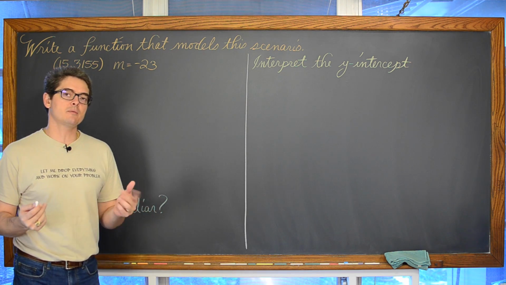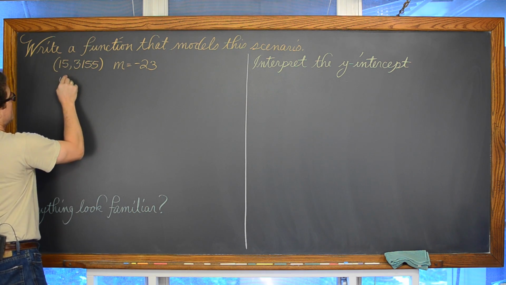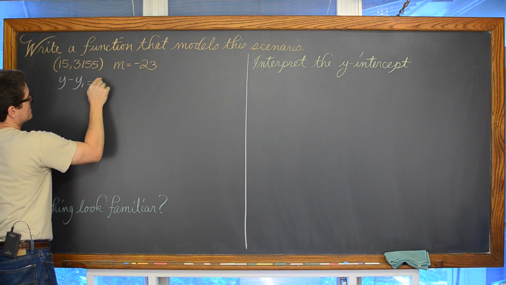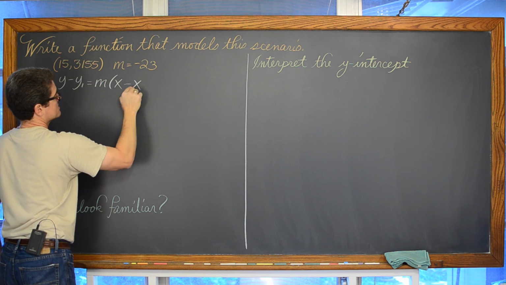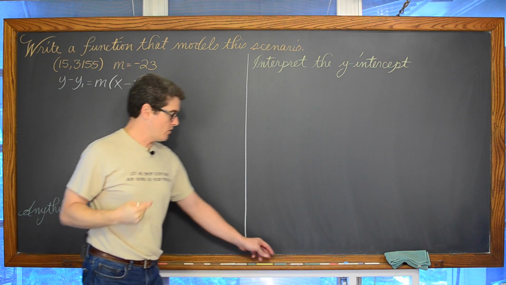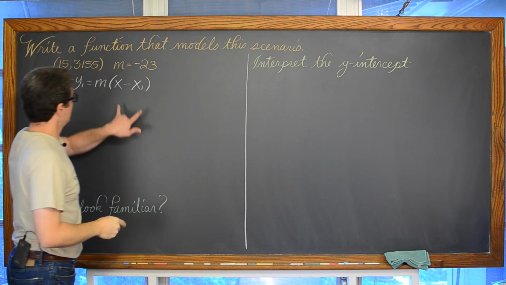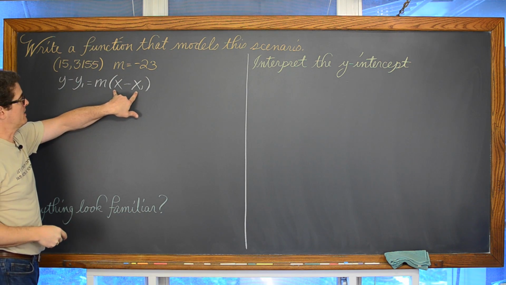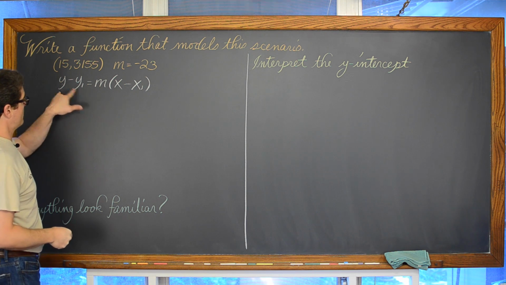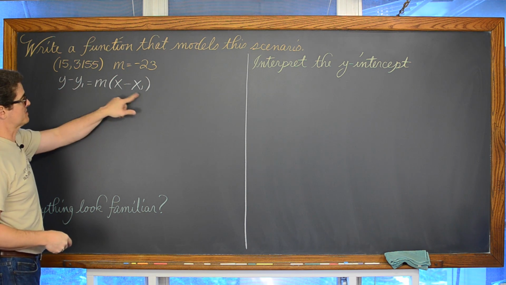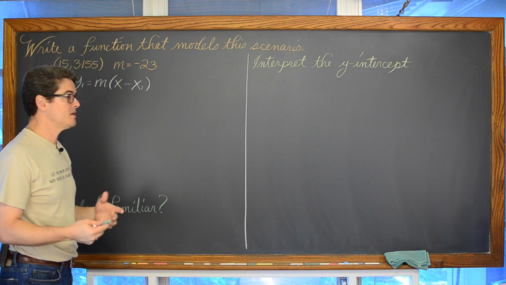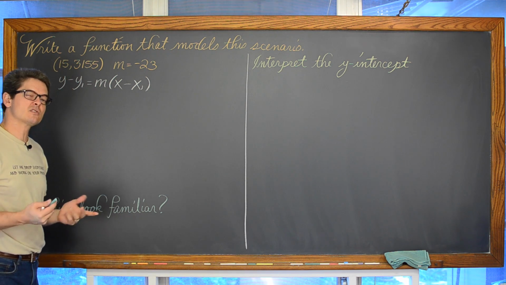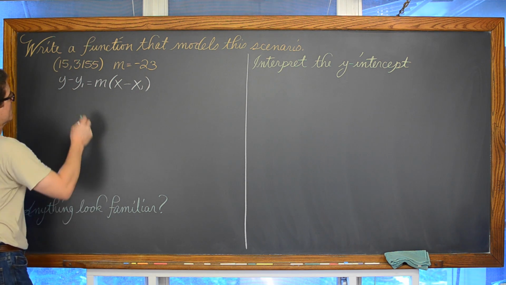I prefer to use the point slope form, which is y minus y sub 1 is equal to m times x minus x sub 1. And by the way, if I were to divide both sides by x minus x sub 1, I would have y minus y sub 1 over x minus x sub 1 equals m. So the point slope form of a line is just another way of writing slope.